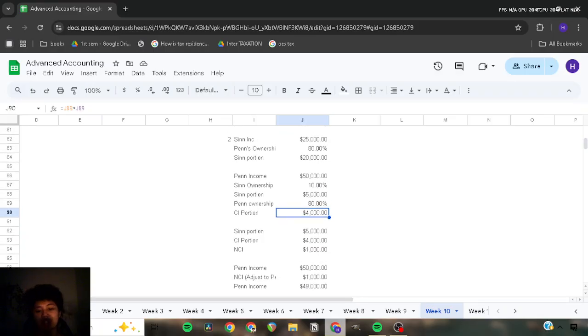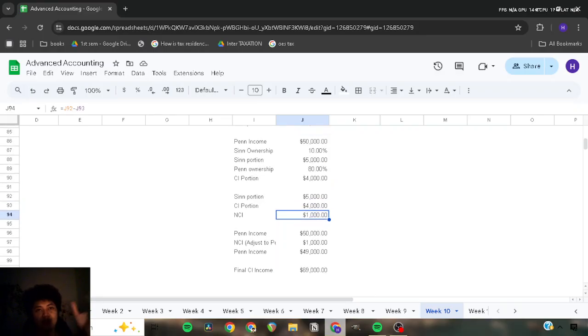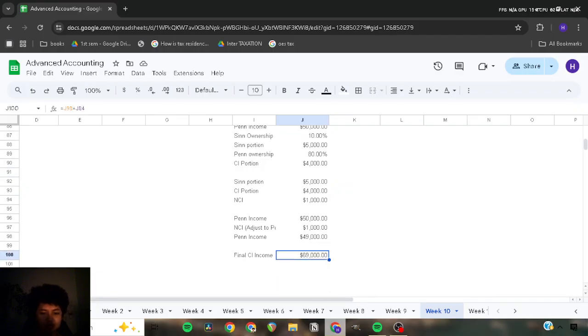And so the CI portion here is 4,000, and you want to adjust it then. You have the initial SIN portion and you have the CI portion, and you would get what I just called the NCI portion. And basically, since this is not part of the parent share, you should exclude that from the PEN income. So the initial PEN income is 50,000, and I adjust using the NCI, reduce it by 1,000, and I get 49,000. And then I add 49,000 with the 20,000, I get 69,000.